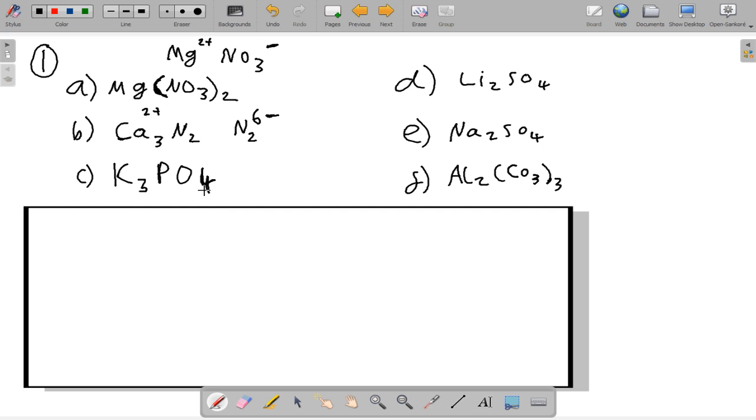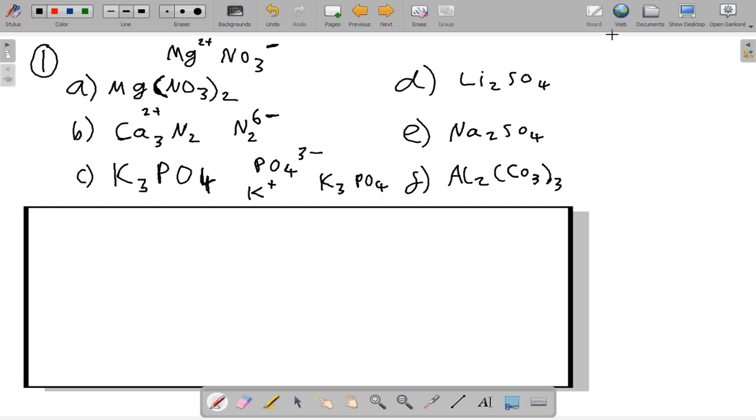And for potassium phosphate, this is the most difficult ion to remember. But if you remember PO4 3 minus and potassium being plus 1, I'm just going to put plus there, you need 3 potassium to cancel 1 phosphate group.